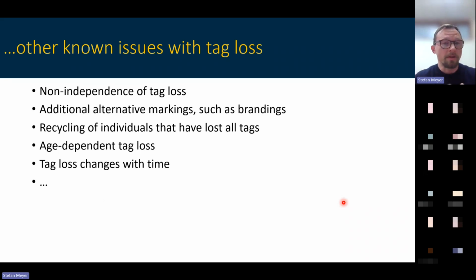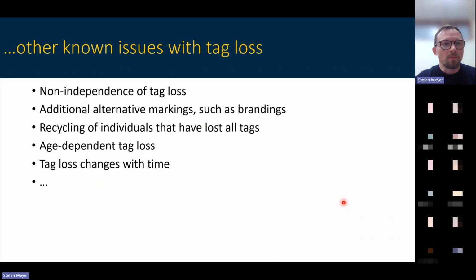Of course, this is a very simplified version of a tag loss model that I explained here. There are various other factors that I haven't accounted for and that would make this a much more complex model. There are obviously issues with non-independent tag loss. That means if one tag sheds off one flipper, for example, that might also increase the chance of the second tag being lost. This would be very difficult to estimate with such a model or study because there are no alternative means to identify individuals.